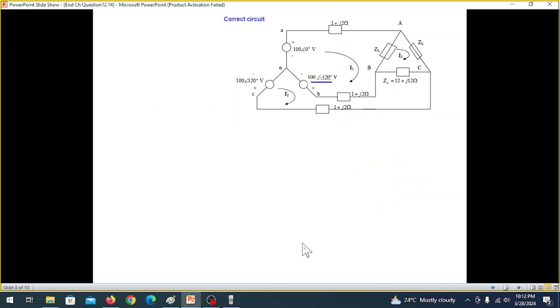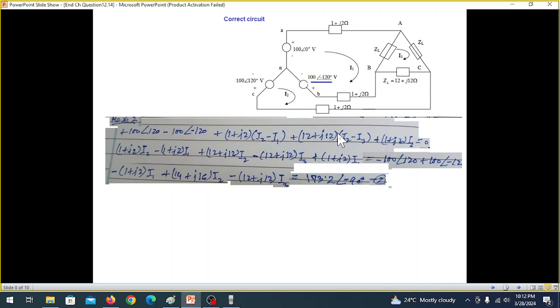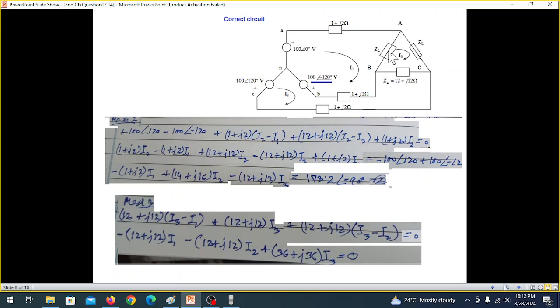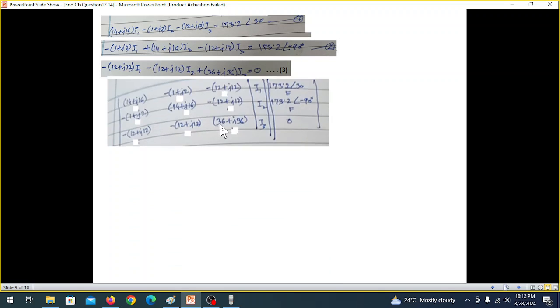And similarly for mesh number 2, you can start from here and go like this. And mesh number 3 is just around this. So these are the three equations, and we can summarize. You can follow any method, but I prefer to write them in matrix equation form. So these are all in matrix form.